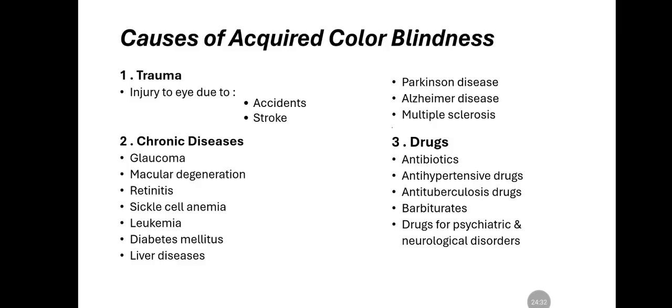Causes of acquired color blindness: trauma, injury to the eye due to accidents, stroke, chronic diseases, glaucoma, macular degeneration, retinitis, sickle cell anemia, leukemia, diabetes mellitus, liver diseases, Parkinson's disease, Alzheimer's disease, multiple sclerosis.